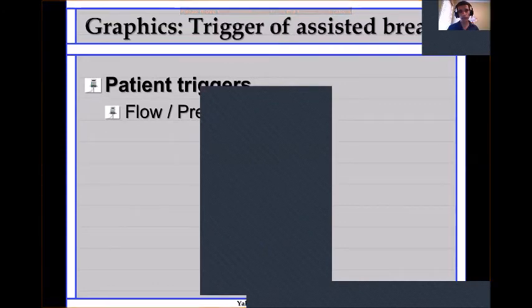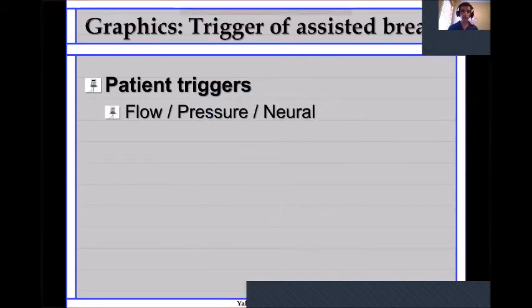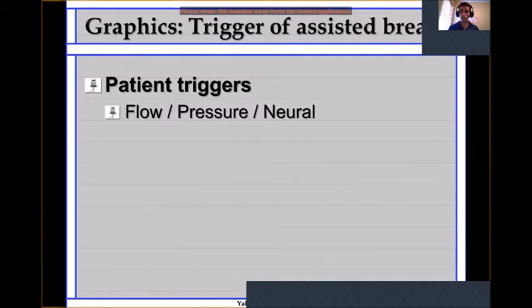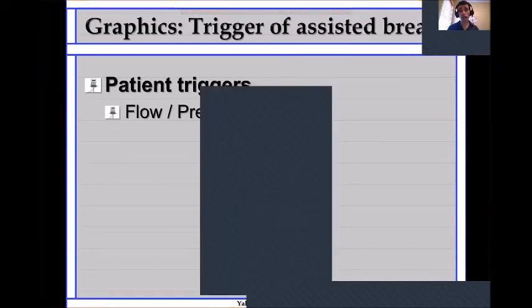Thank you very much. So the patient triggers are of different types. It can be triggered by flow. So when there is movement in the flow, or change in breath, the machine will help. Or neural: there is a probe attached to the chest wall looking at the electrical activity, especially of the diaphragm. When there are electrical changes, the machine will give the breath. So the trigger can also be shown by the graphs.